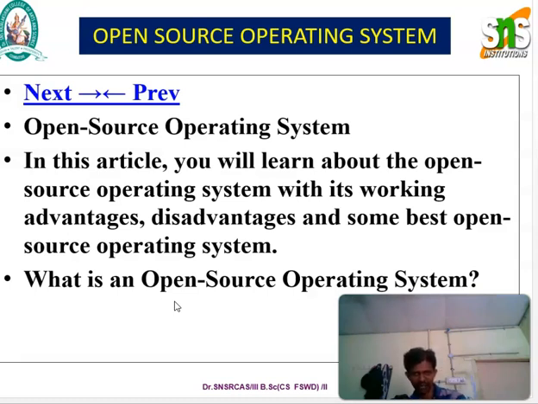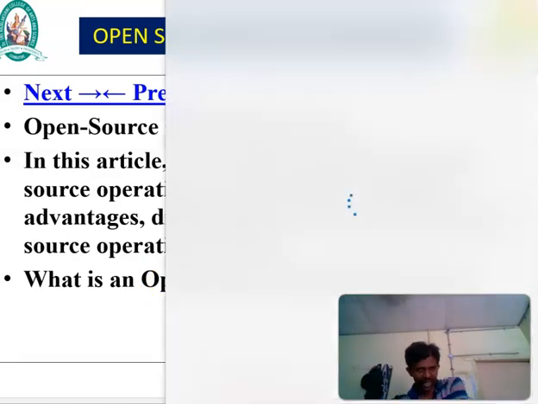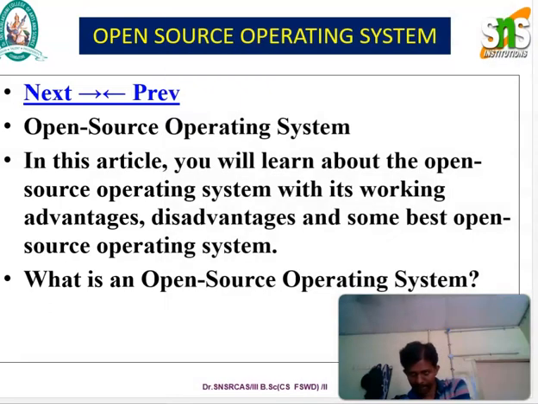So here, if you want to know about the concept of open source operating systems, we can have a lot of advantages and disadvantages. In this we can see what all the advantages and disadvantages are. So first let me explain what is meant by an operating system.